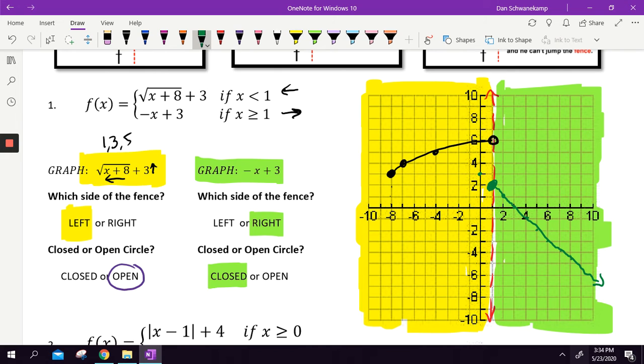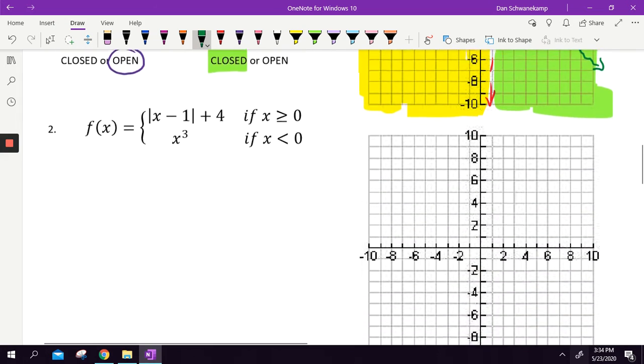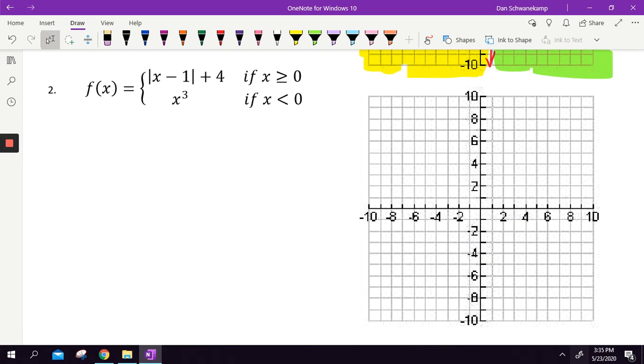All right. That is a piecewise function. I've got one graph on the left, another graph on the right. These have a lot of real world applications, but again, we're not getting too deep into that yet. Let's graph another one.